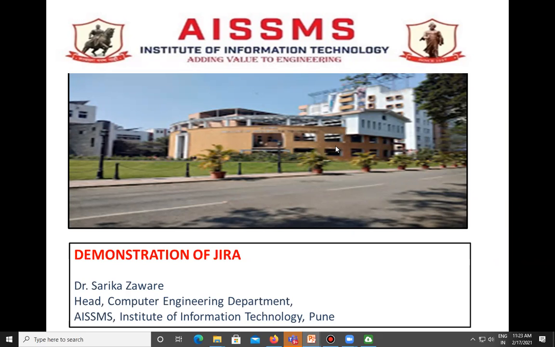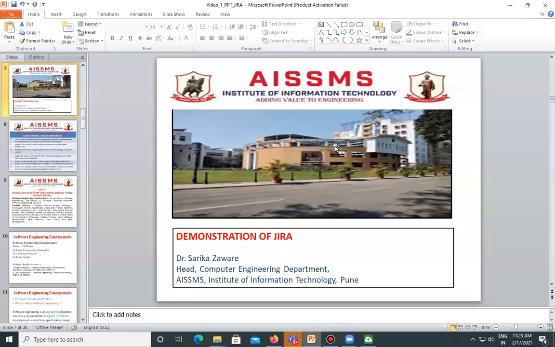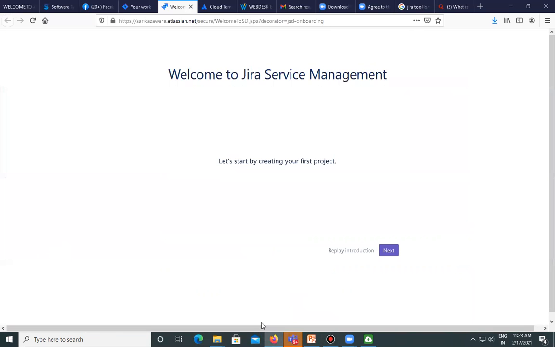In this video, I'm going to show the demonstration of Jira. In my previous video, I explained what Jira is, what its features are, what its role is in agile processes, and how it helps to have a successful agile methodology. So in this video, I'm going to show you the demonstration of the Jira tool, how exactly it works. For that, I have downloaded the trial version of Jira. So I'll show you the demonstration.